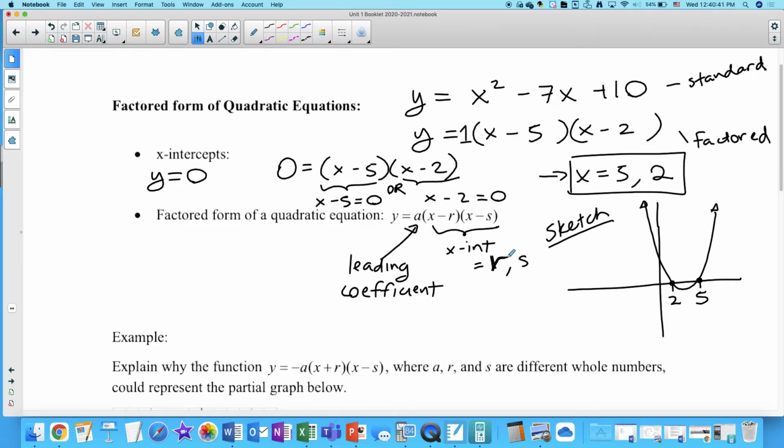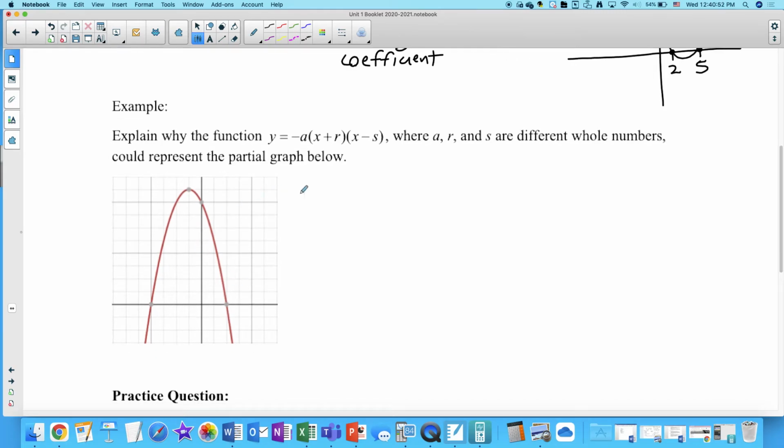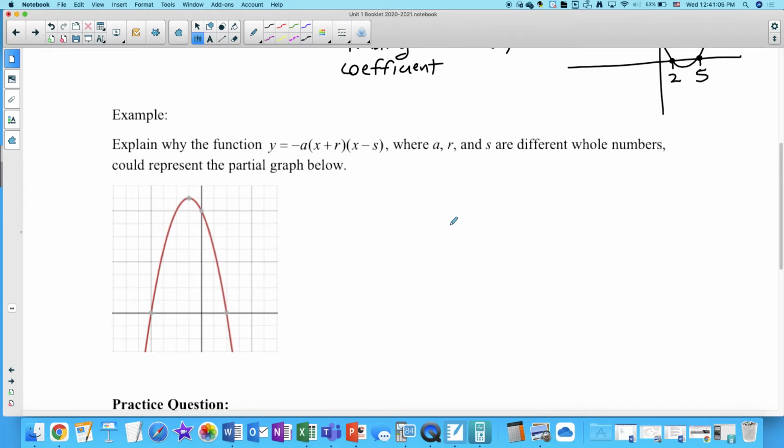Okay, so here's an example of a question that you could be asked. Explain why the function y equals negative a times x plus r times x minus s, where a, r, and s are different whole numbers, could represent the partial graph below. Okay, now, what I want you to do with this word explain is make clear why this equation could represent this graph.